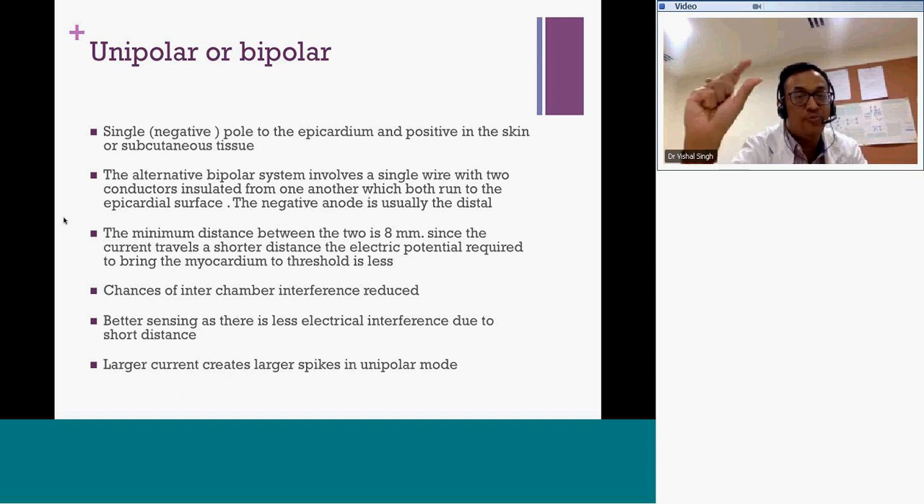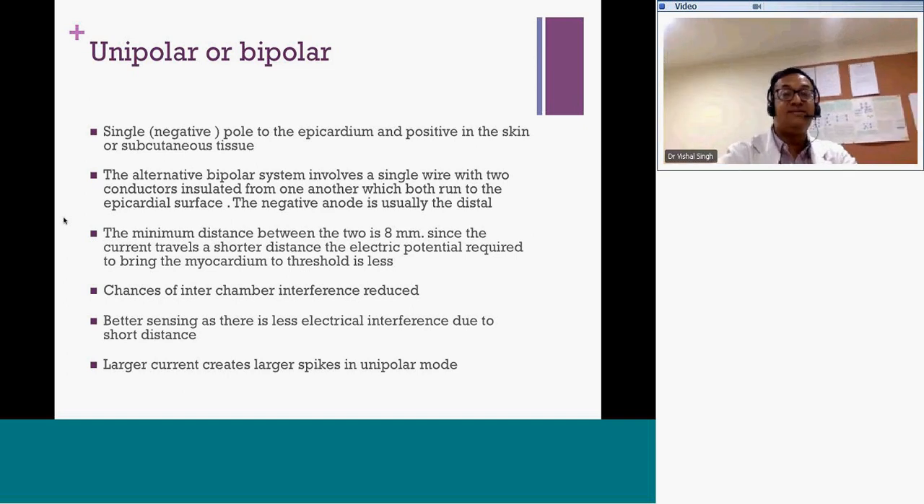Now, this is important because in bipolar, the current travels a shorter distance. The electric potential required to bring the myocardium to threshold is lesser. I'll tell you later why it is important, because the more electric potential you give, the more chances of inflammation around the wire, and the more chances of failure to capture after some time. Hence, we have to be very cautious. If you're doing bipolar, it's always safer because it helps you in sustaining temporary pacing for a long time.